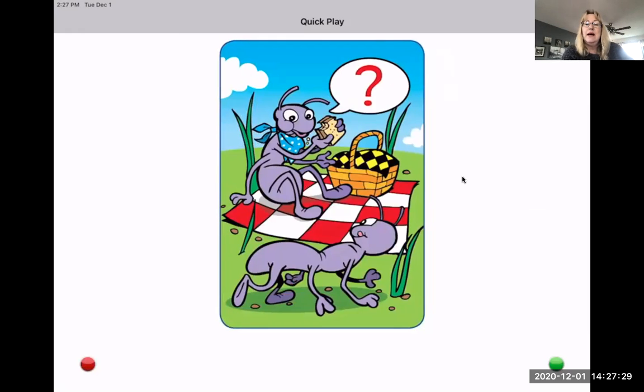Okay, we have an ant. Looks like he's having a picnic and eating a sandwich. What is that ant asking the other ant? How about maybe start your question with do or would or are? Okay. Do you want to share my picnic? Would you like to eat with me? Are you hungry? Okay, something like that.